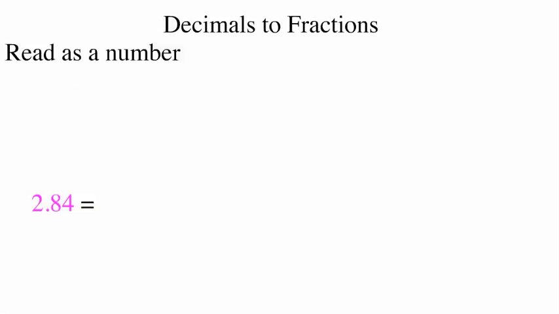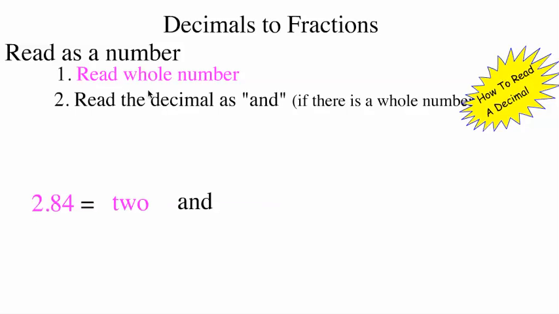Let's have a look. Okay, step one, we want to read the whole thing as a number. So this is 2 and 84 hundredths. To do that, you read out the whole number, 2. Then step 2 is we're going to read the decimal as "and." Okay, so 2 and 84.